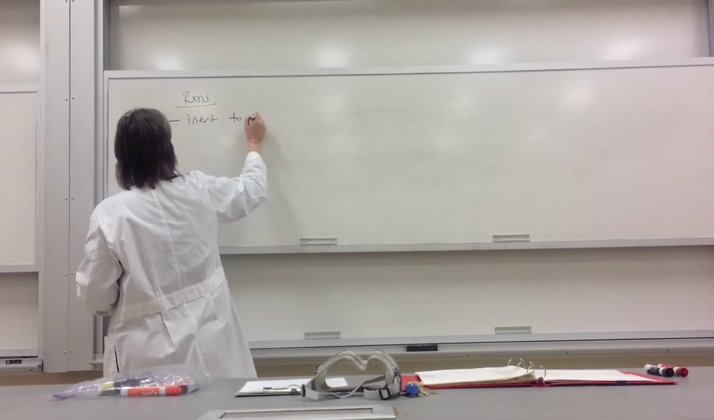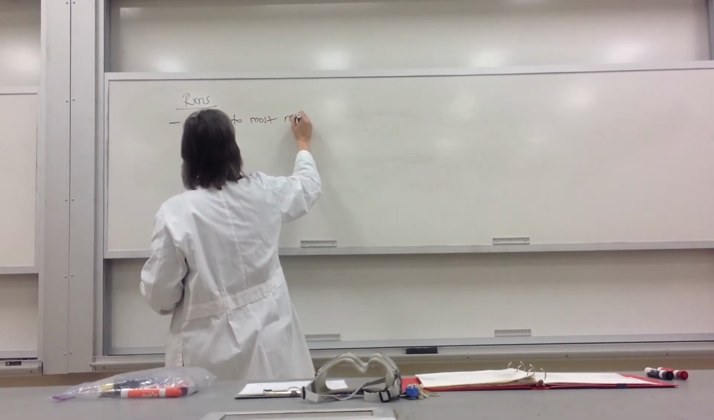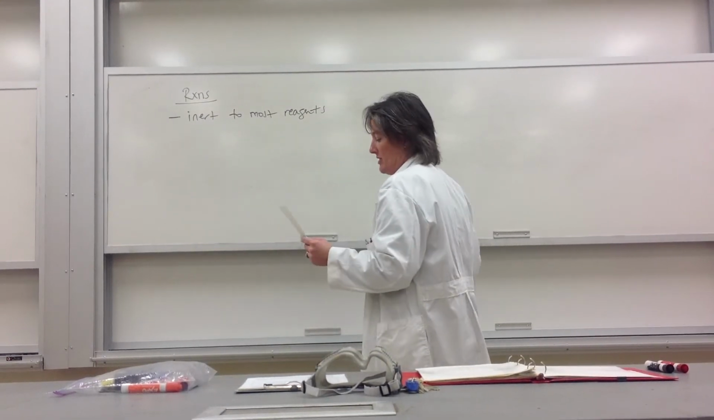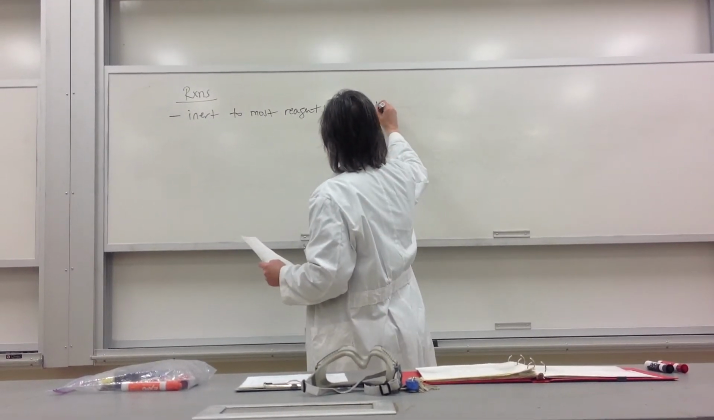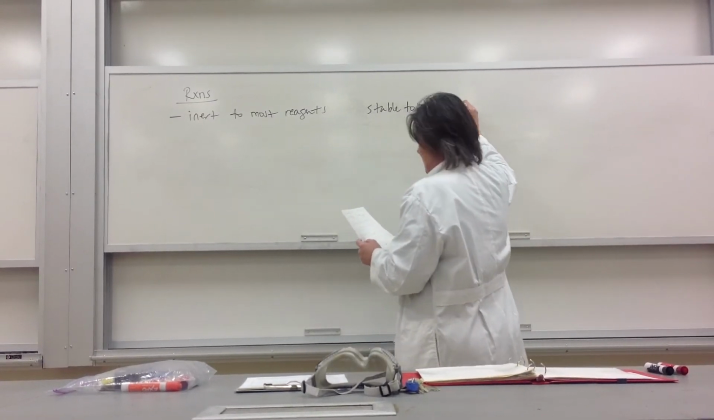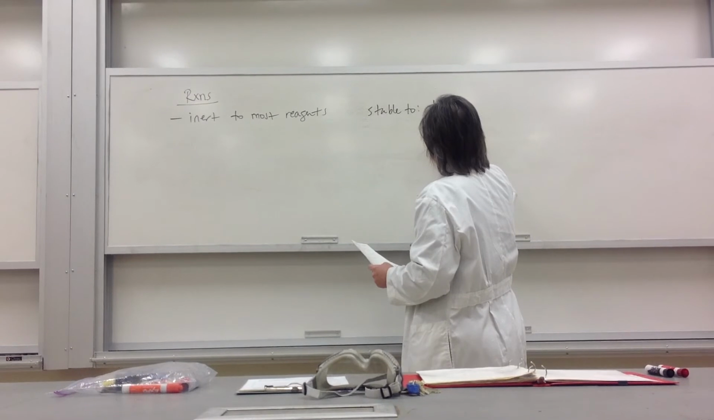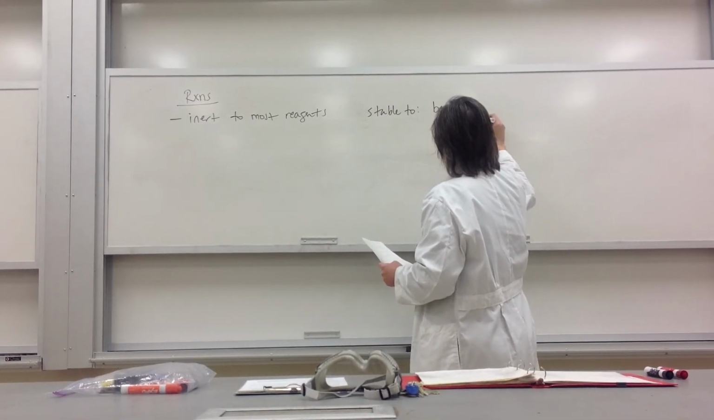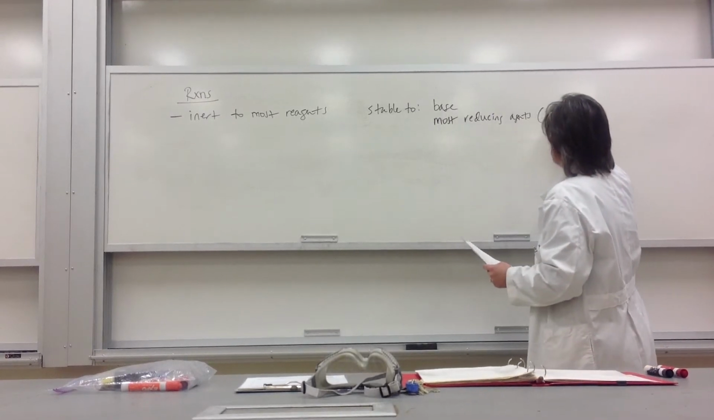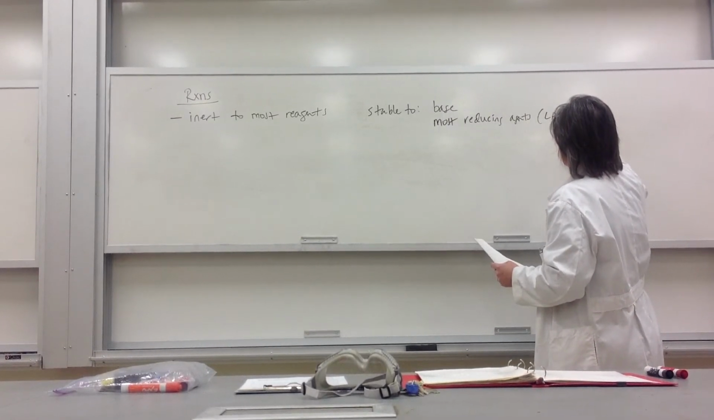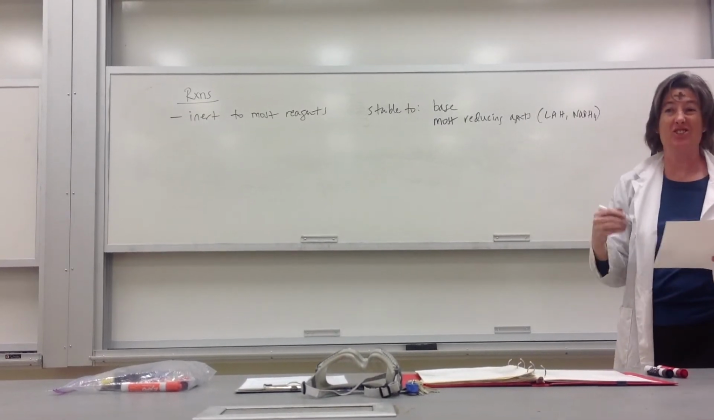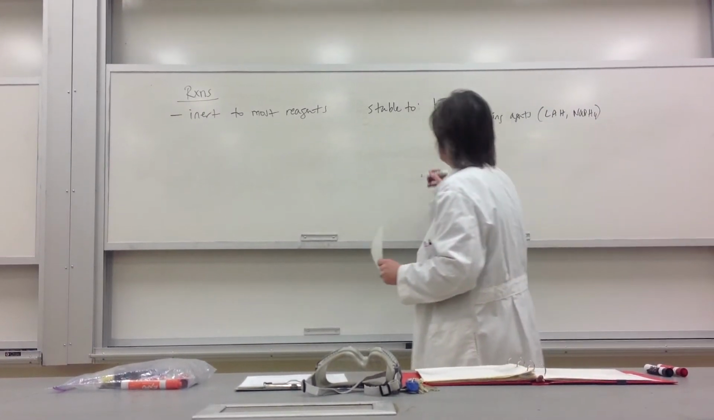Ethers are inert to most reagents. So, let's give you a laundry list of things they don't react with. They are stable to base, most reducing agents, reducing agents would be LAH, NaBH4, etc. They're actually the solvent for those kind of reactions.